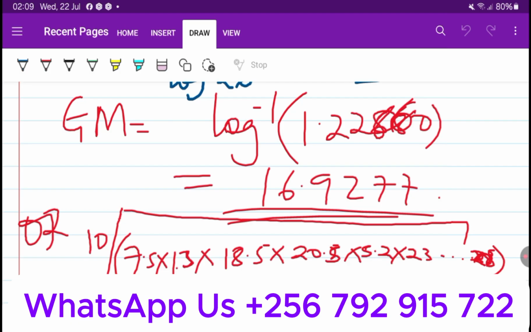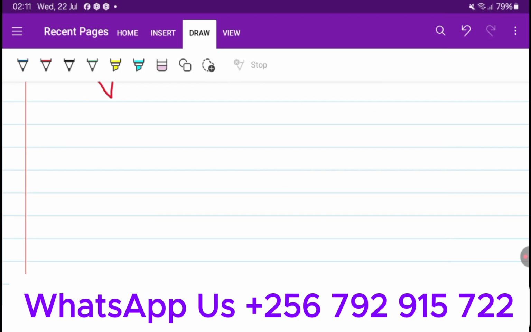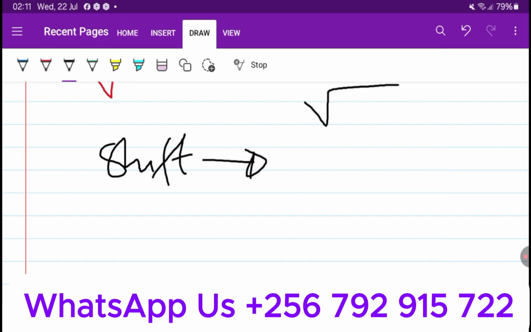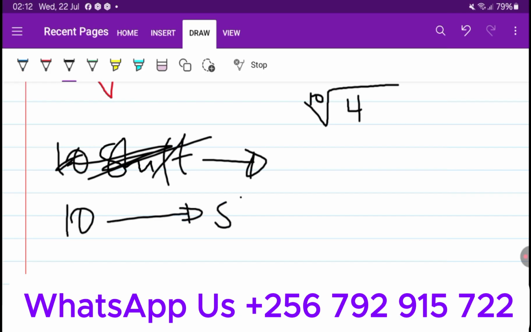I'm just going to use a small number so that we can know how to place that on a calculator of getting the 10th root. Of course, you'll just press the shift key. Actually, let's say we are getting the 10th root of 4. You first press 10, shift. Let me write it again. 10, shift.